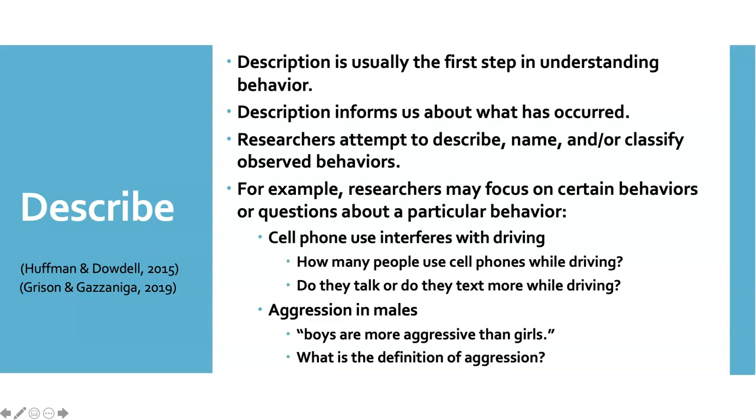Another example may focus on aggression in males. In the description goal, we will need a definition of aggression. A researcher will seek to describe the nature and type of aggression. Once psychologists can describe a behavior or phenomenon, they can use that as a basis for learning more about the behavior.